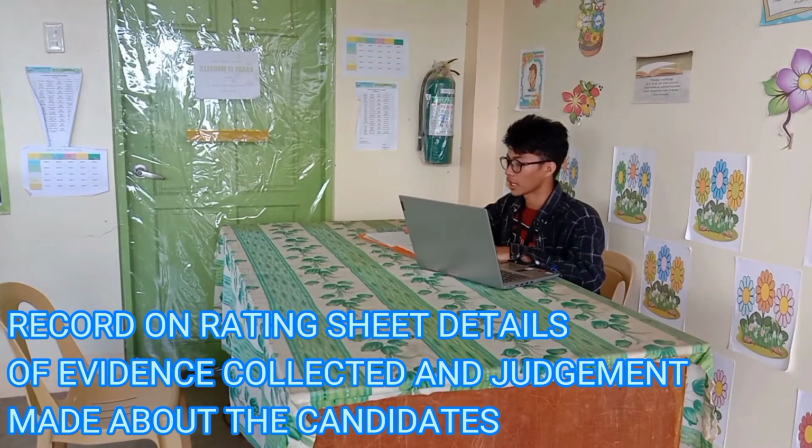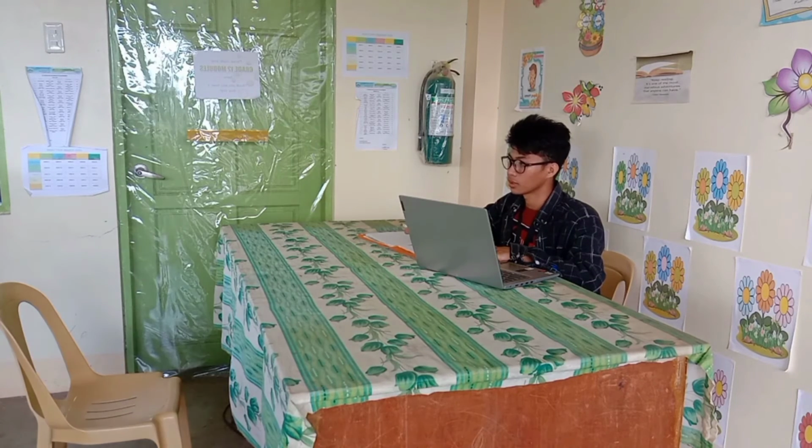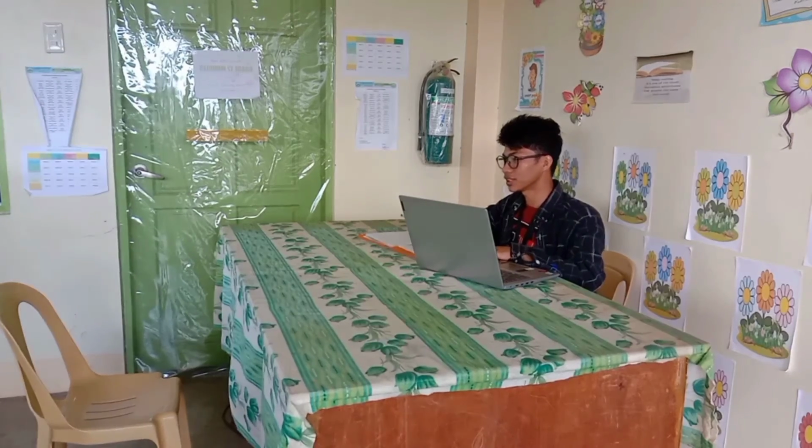Record on rating sheet details of evidence collected and judgment made about the candidate's performance. Provide feedback on the assessment. The assessor must provide the candidate the outcomes of the assessment process. For positive feedback, competent. Candidate number 1, please sit down.